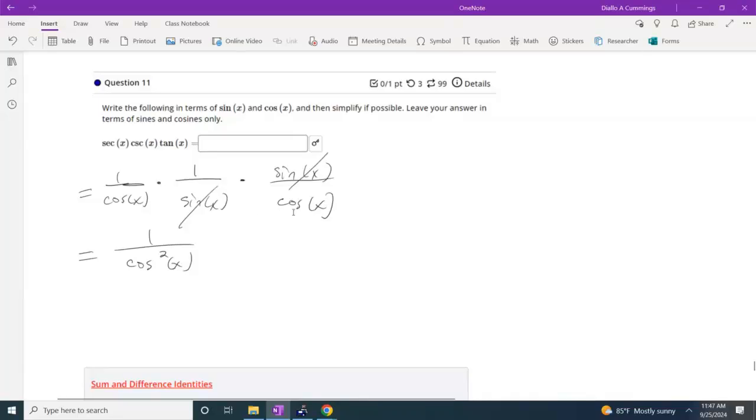So notice that cosine x times cosine x is not 2 cosine x. Cosine x times cosine x is cosine squared x. Since it wants us to leave in terms of sine and cosine, this is our final solution. All right, any questions about number 11?